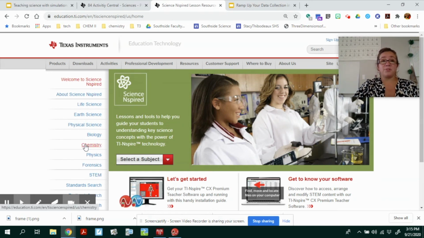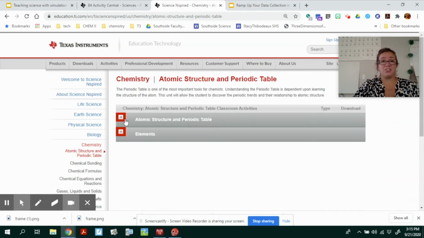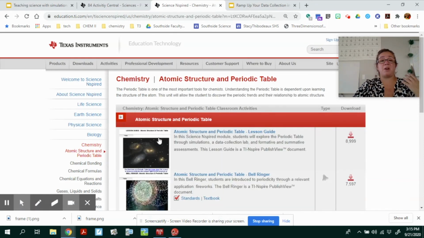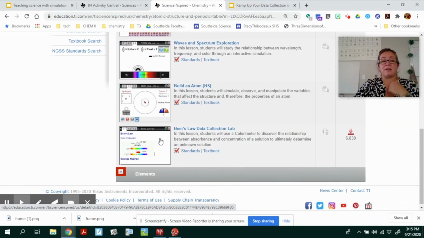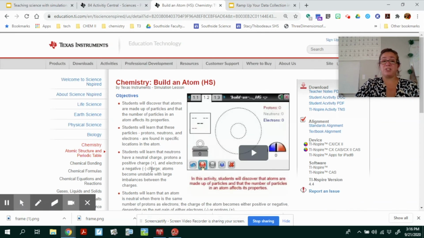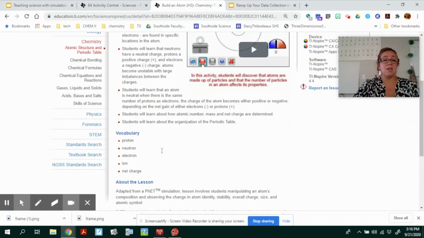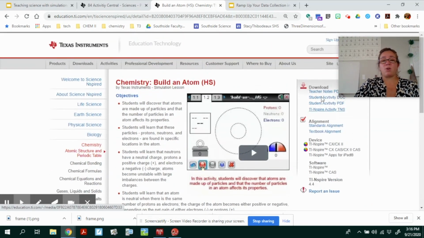I found the one for chemistry and atomic structure and periodic table. When I first started teaching and first started using TI technology, I would come to the website, see what they had, and then build my lessons around it. So this is where I got Build an Atom. If you click on Build an Atom, it brings you to an objectives page. Maybe you have to write objectives or show objectives on your lesson plans. Some key vocabulary. And then over here on the right are all the downloads.